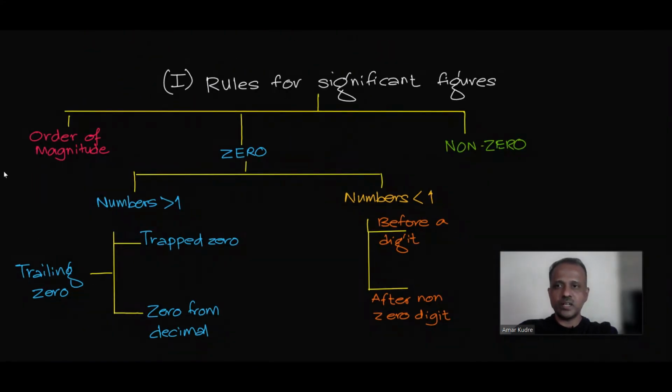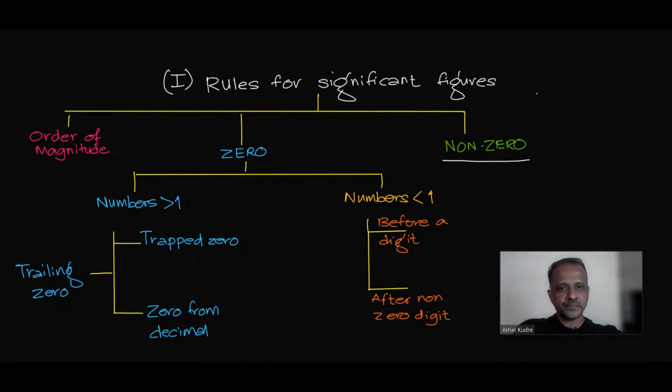So this is a flow chart which I had made. Now considering the rules for significant figures, firstly we will go over the digits, that is, which digits we should consider. There would be certain digits which we got from measurements, so which of the digits should we consider?